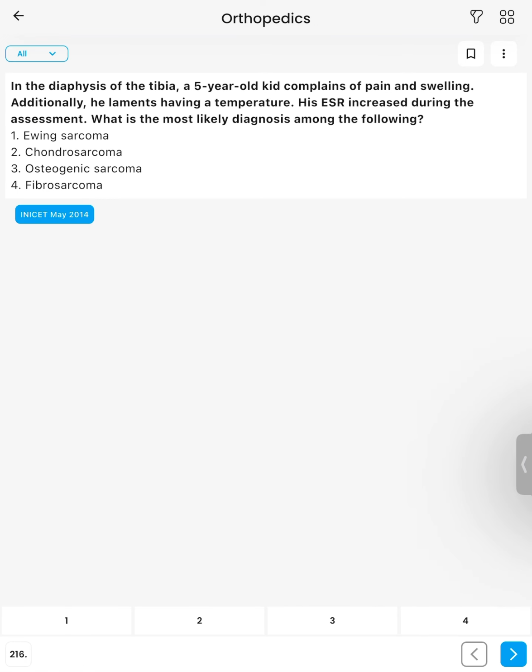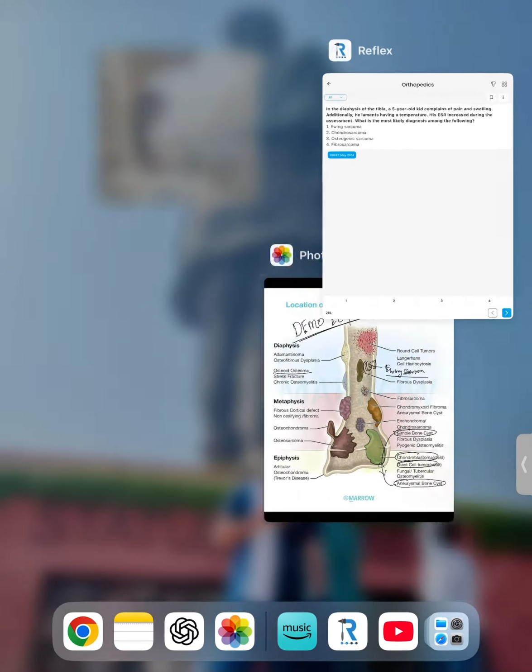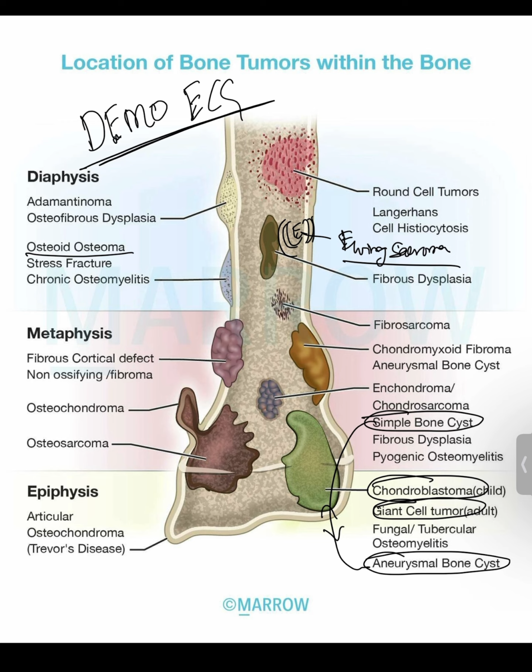Diaphysis of the tibia in a 5-year-old kid, pain and swelling will be there, ESR is raised. Observe the age, 5 years, in the diaphysis of the tibia. D contains E, Ewing sarcoma.